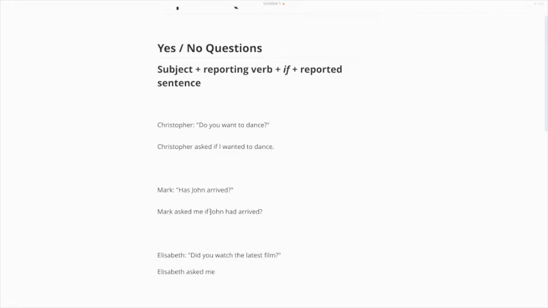So Mark said literally, has John arrived? And then I'm going to report it as Mark asked me if John had arrived. Well, no question mark, sorry. You never use the question mark in reported sentences, reported questions, sorry. So that's number 2. Let's do number 3.